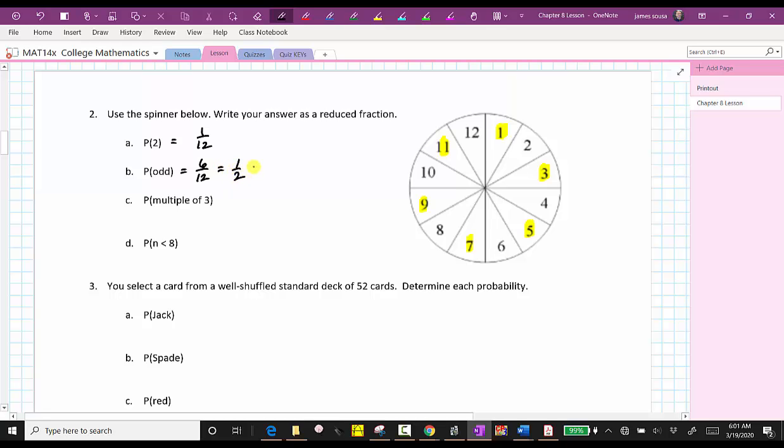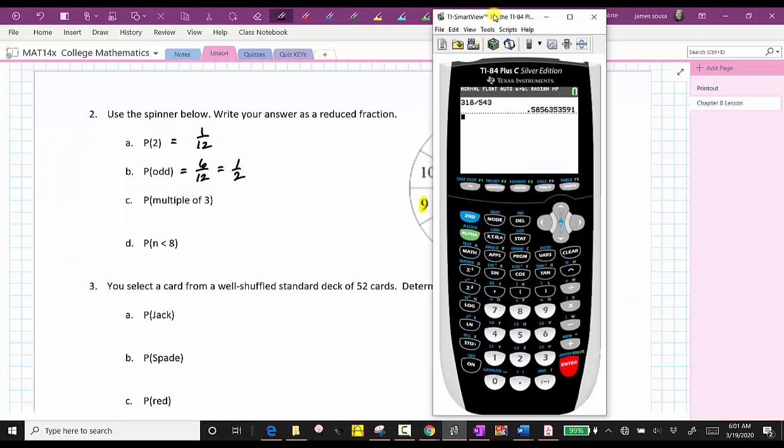Now remember, if you forget how to simplify a fraction on the calculator, you can just take 6 divided by 12, enter, math, enter, enter, and it will give you the simplified fraction.